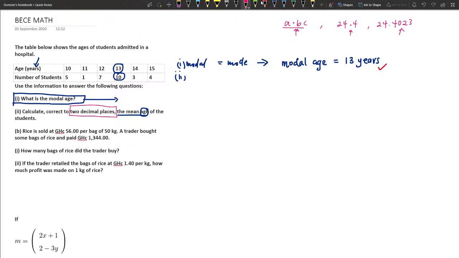Marks will be taken, trust me. So let's do due diligence in order to ensure that we get all our marks.